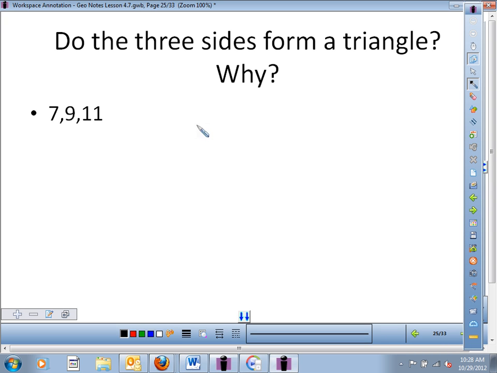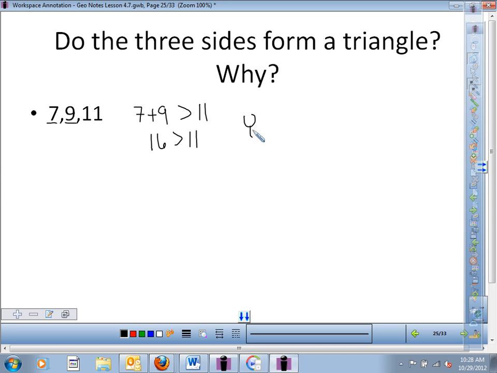Do the three sides form a triangle? Okay, so do they form a triangle? We're just going to simply take the two smaller sides. We're going to take 7 plus 9. Is that greater than 11? Well, is 16 greater than 11? Yes. Okay, so here's our answer. Do they form a triangle? Yes. Why? There we go.